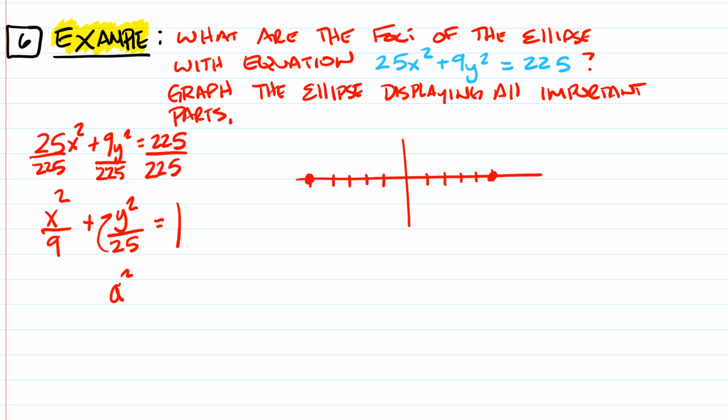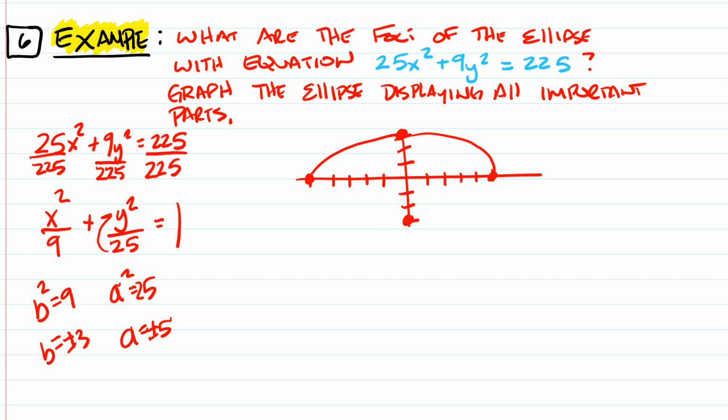Because the a squared value is 25, a has got to be plus or minus 5. Okay, that means the b squared value is 9, so b's got to be plus or minus 3. So we go up 1, 2, 3, and down 1, 2, 3. So that point is there, and that point is there. Okay, so I'm doing pretty good so far.